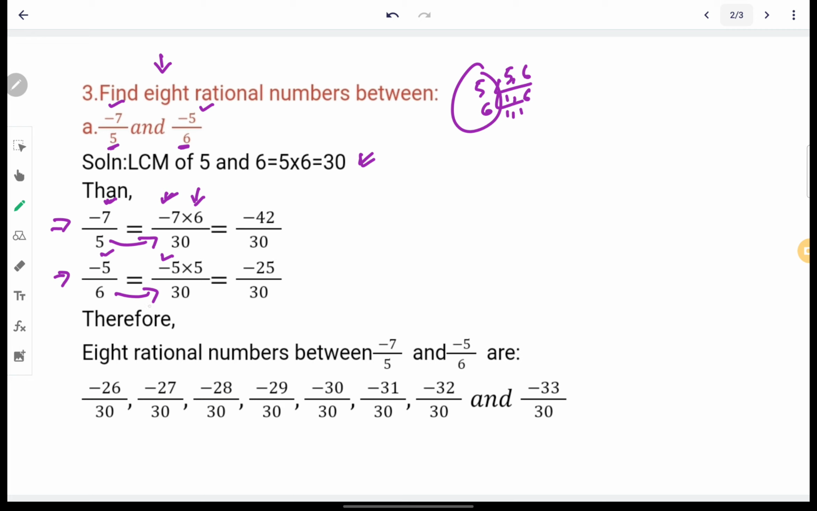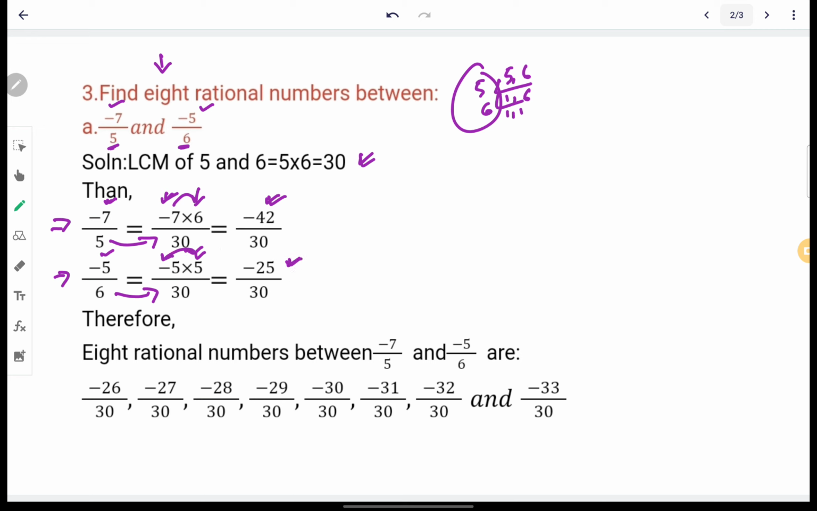Then 6, how many times are 30? 6 5s are 30. Right, once we're done with it, we will multiply the 7 and 6, right? So 7 6s we're going to get minus 42. And if you look down again, minus 5 into 5, I'm going to get minus 25 by 30.